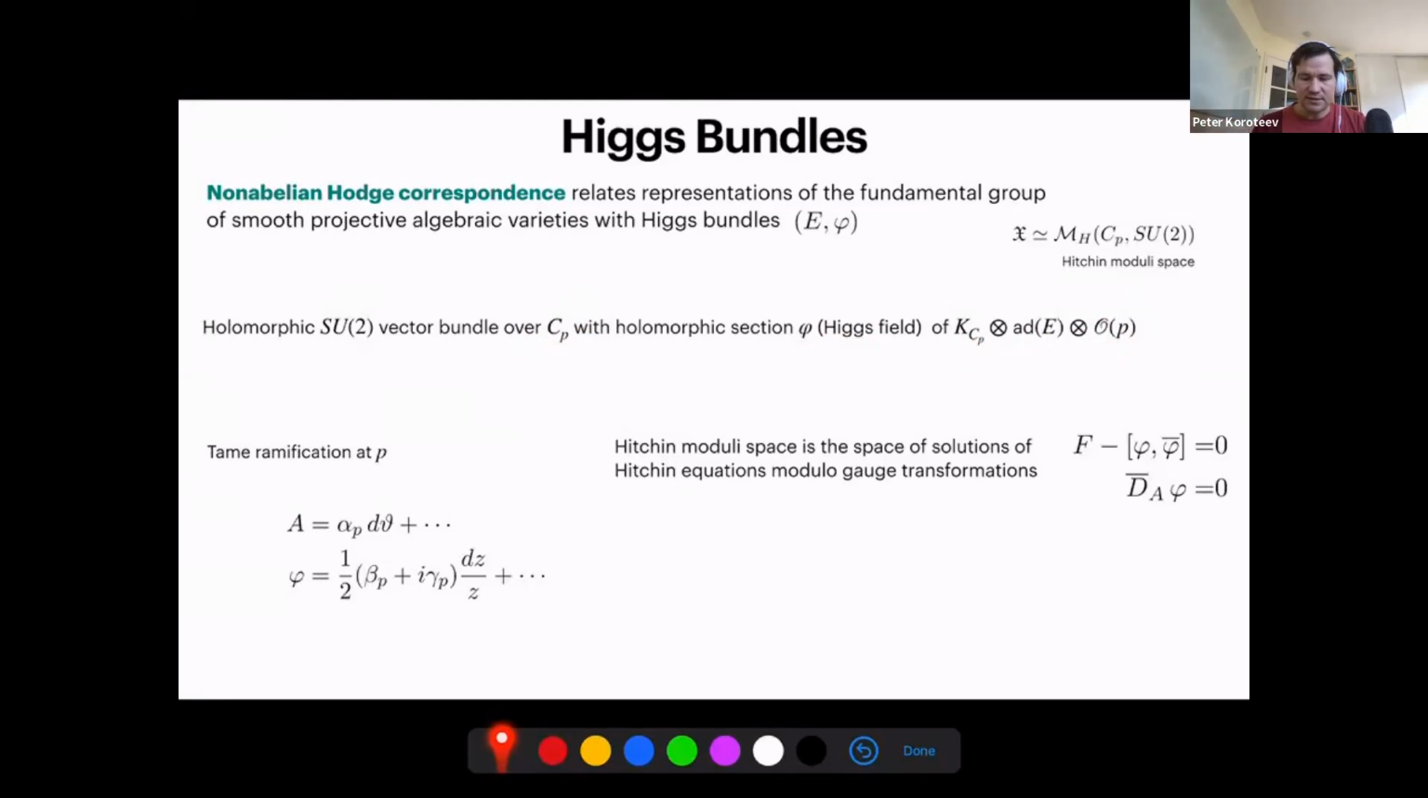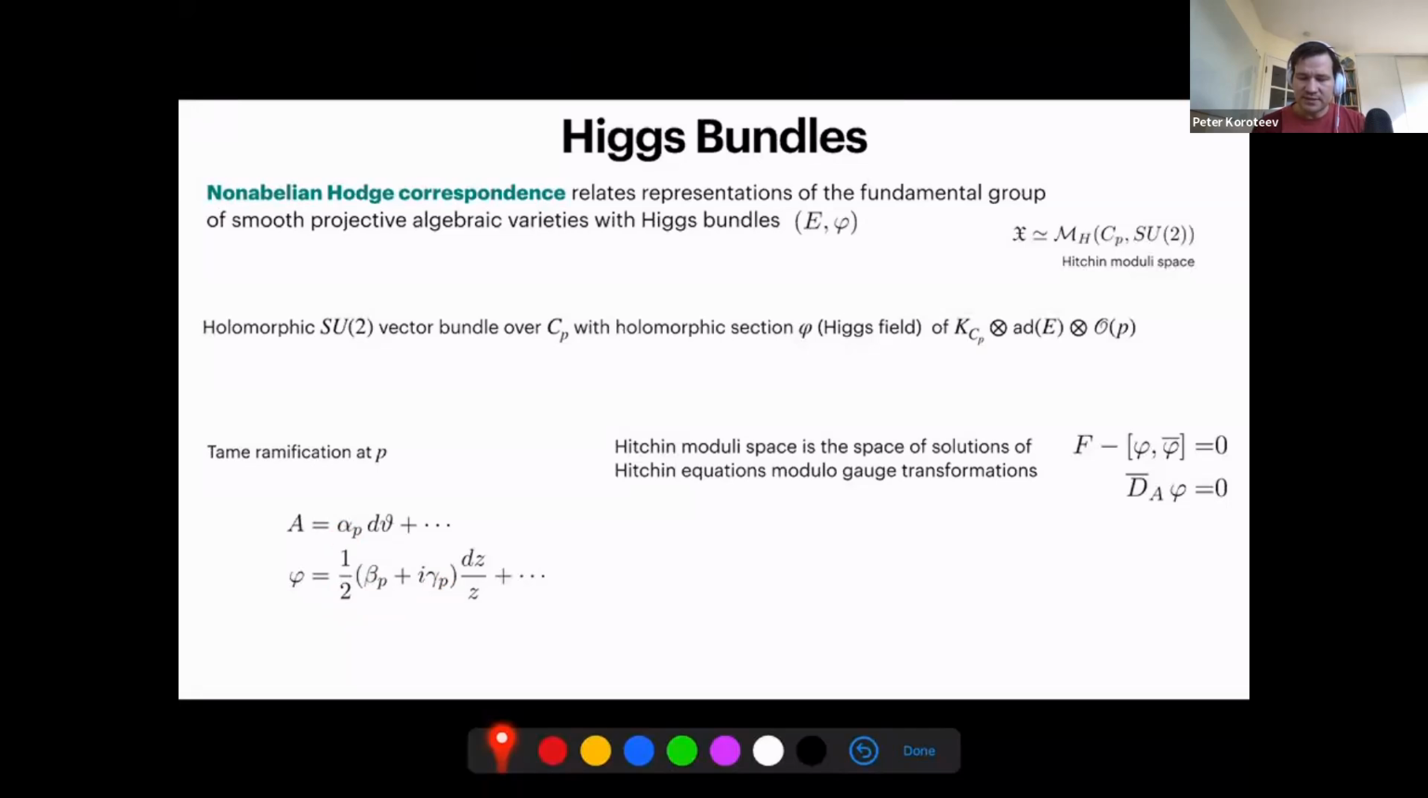So otherwise they are holomorphic. So the connection A of this bundle has this prescribed singularity behavior at the origin. Theta is the radial angle, in the trivialization around the origin, and phi has these 2 parameters, alpha, beta and gamma, and A is equal to alpha times d theta.